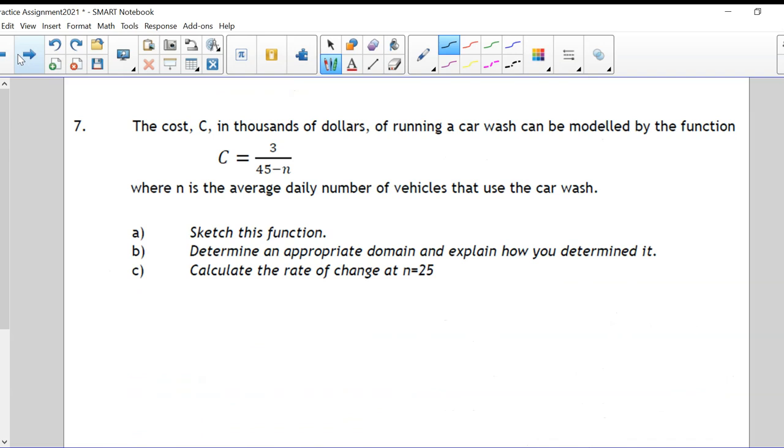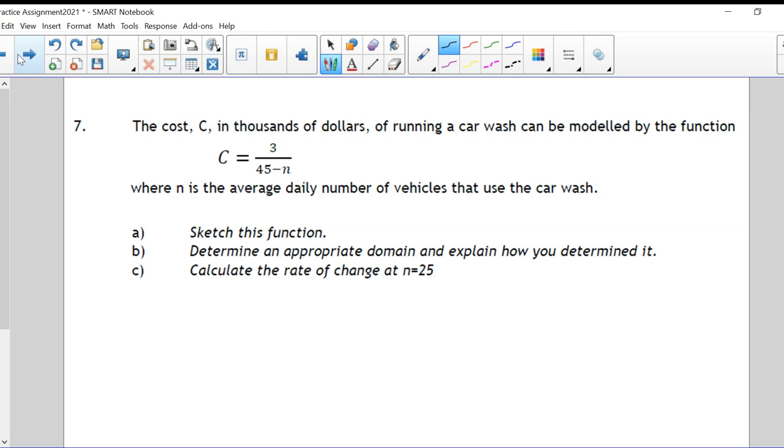Okay, next question. The cost in thousands of dollars of running a car wash can be modeled by, and they give you a function, 3 over 45 minus n, where n is the average daily number of vehicles that use the car wash. Sketch the function, determine an appropriate domain, and explain how you determine it. Calculate the rate of change at n equals 25.